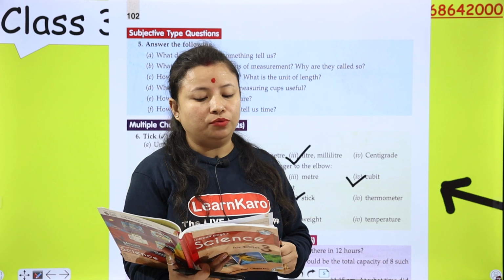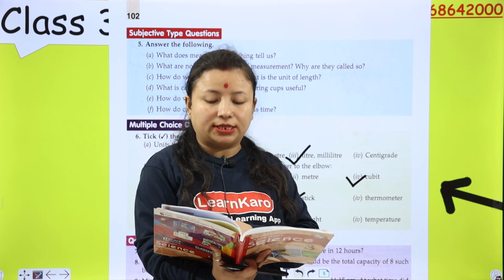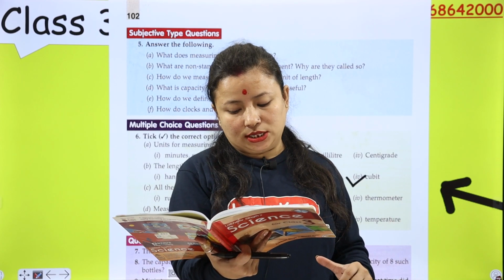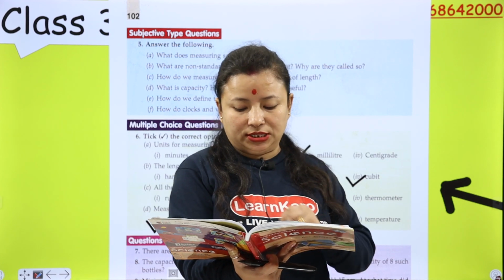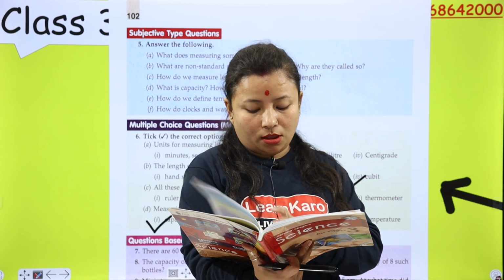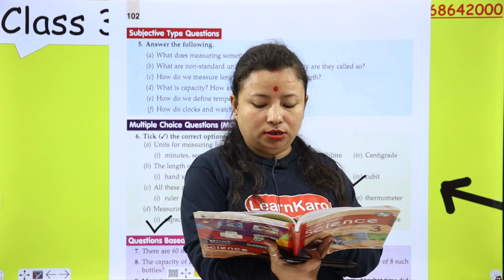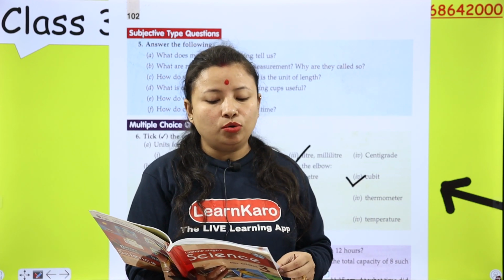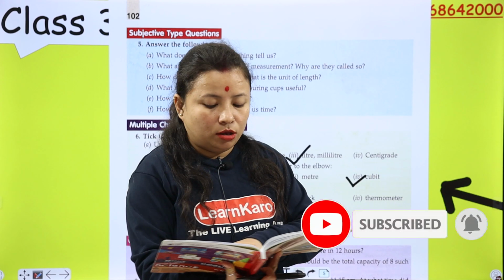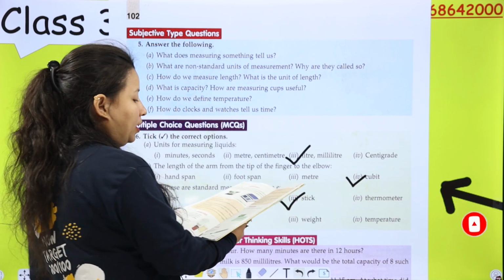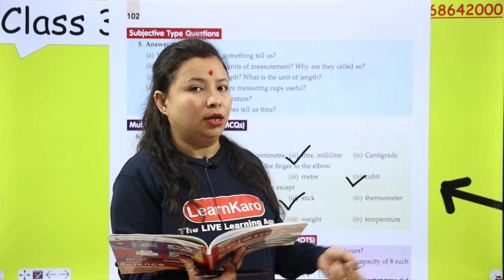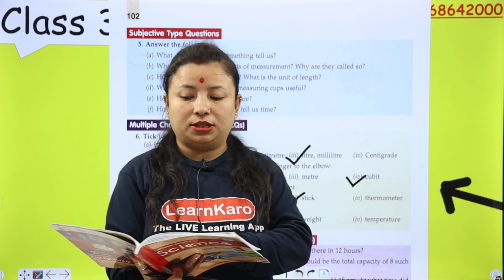Next is, how do we define temperature? Temperature is the degree of hotness or coldness. We use a thermometer to measure temperature. And temperature is measured on the centigrade scale. How do clocks and watches tell us time? Clocks and watches tell us time in hours, minutes and seconds.